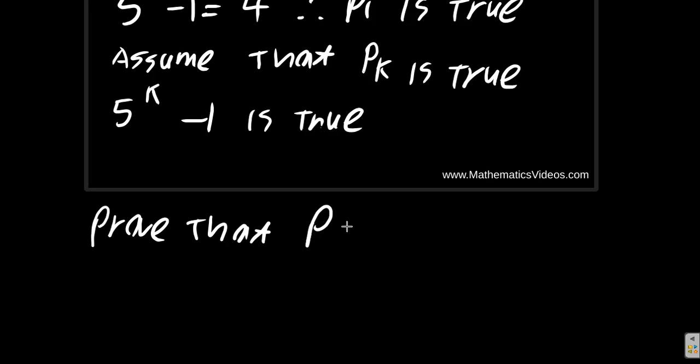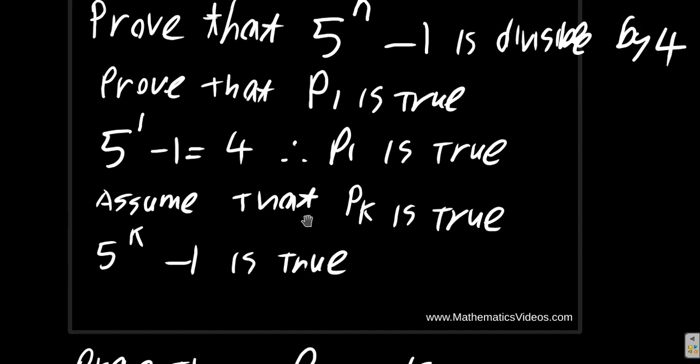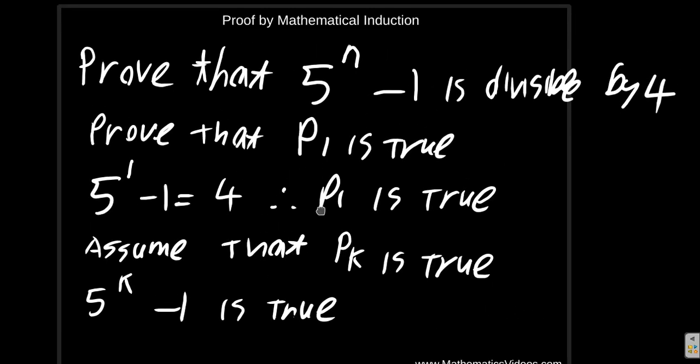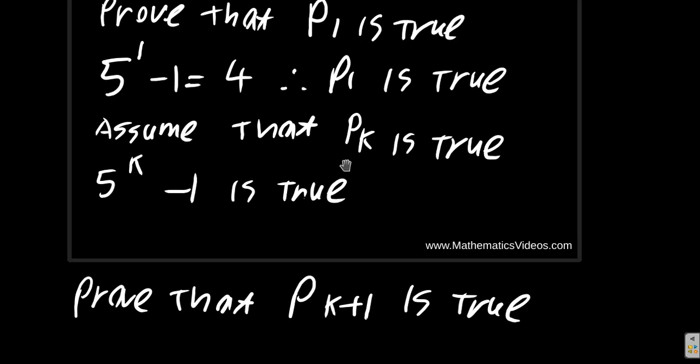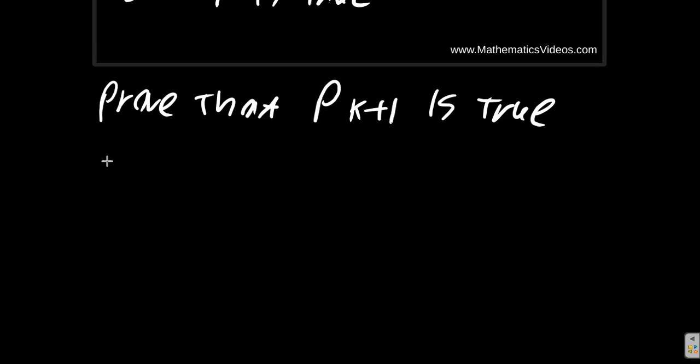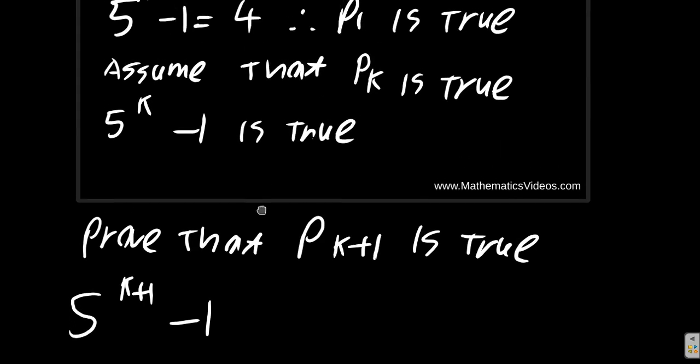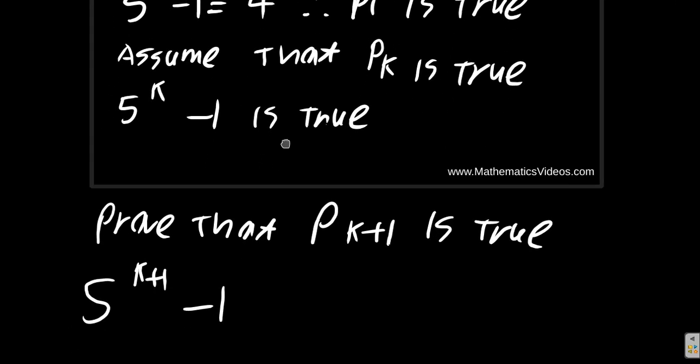that P of the next term after k, which is k plus 1, that P(k+1) is true. All right? So, let's see how that goes. 5 to the k plus 1 minus 1 is divisible by 4. We want to show that. Now, we know that 5 to the k minus 1 is divisible by 4.